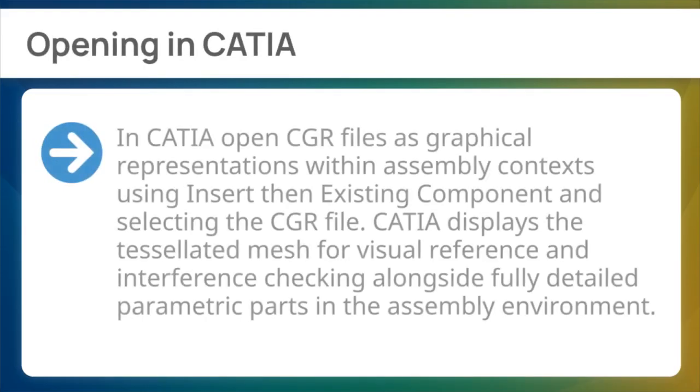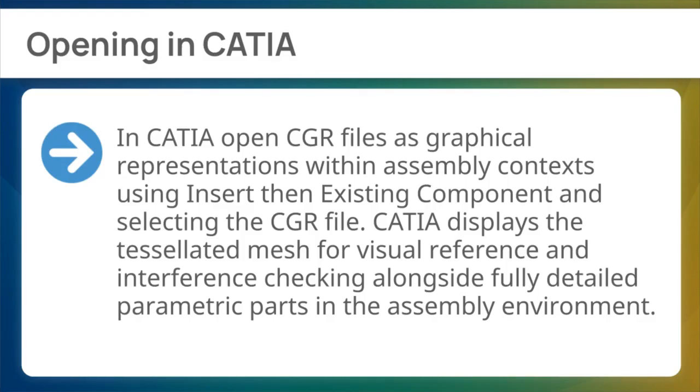Next, opening in CATIA. In CATIA, open CGR files as graphical representations within assembly contexts using Insert, then Existing Component, and selecting the CGR file. CATIA displays the tessellated mesh for visual reference and interference checking alongside fully detailed parametric parts in the assembly environment.